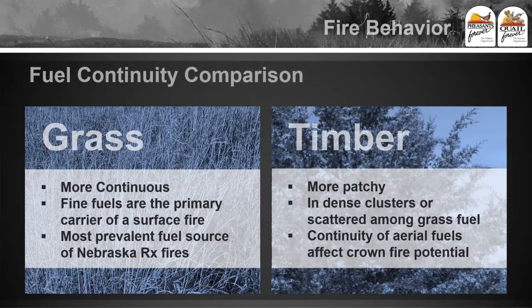Fuel continuity is probably one of the biggest things that we look at. Grass is typically more continuous. There are small variable changes throughout, but in general, you're going to see large continuity. So that's our biggest fuel source and what we're typically burning. Now with timber, cedar trees tend to be more patchy. They tend to be clustered, or they may be single isolated trees on the landscape. So that continuity is a lot harder to get going, and getting those trees going is harder than it would be with the grass.